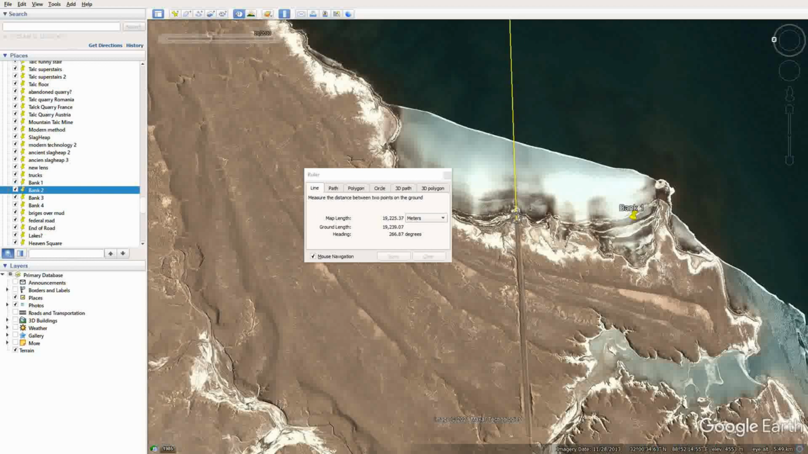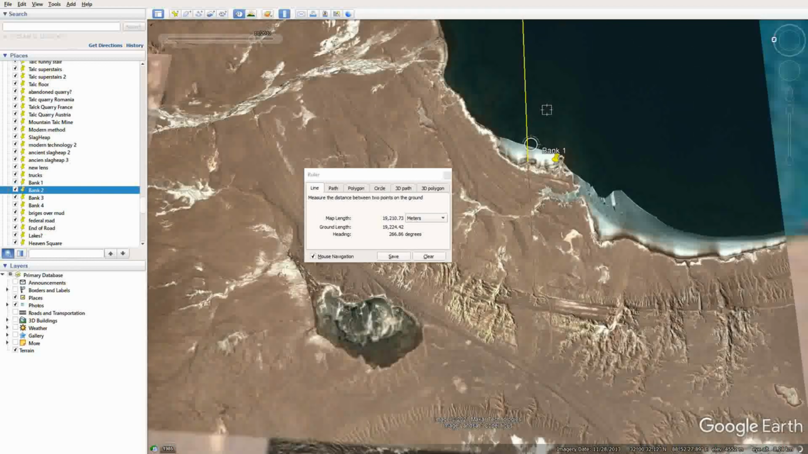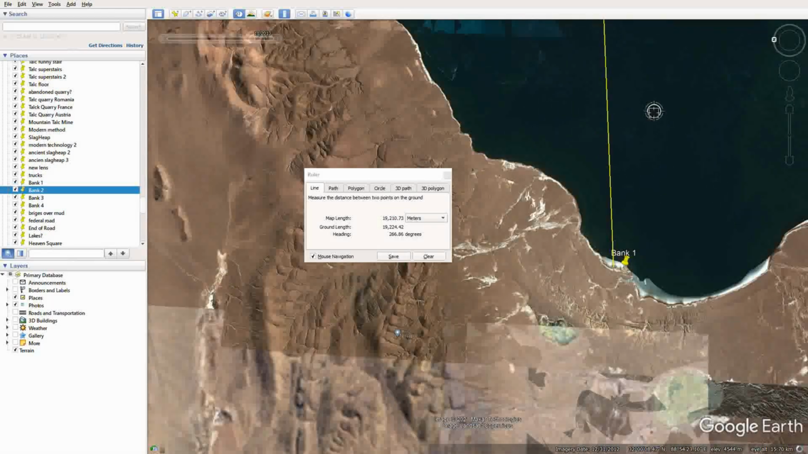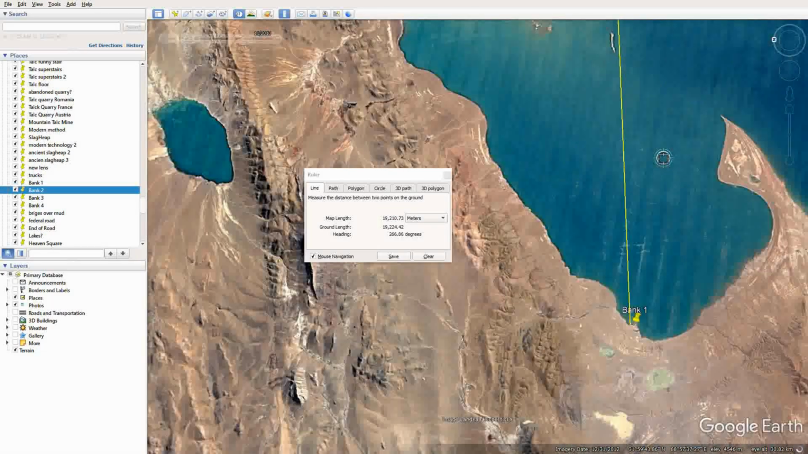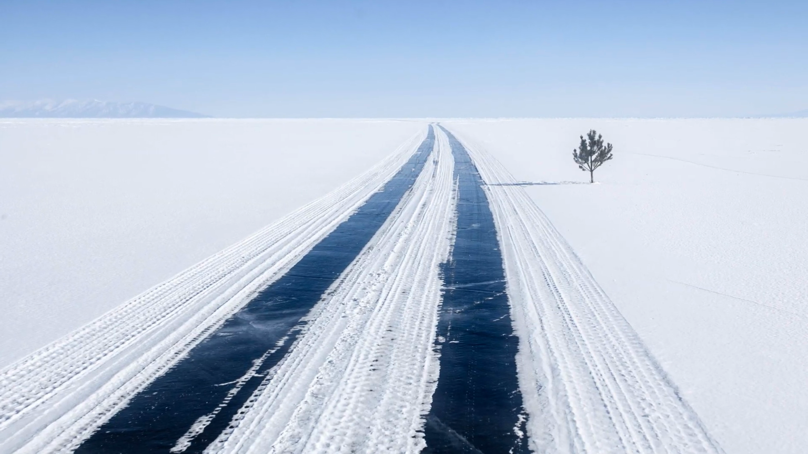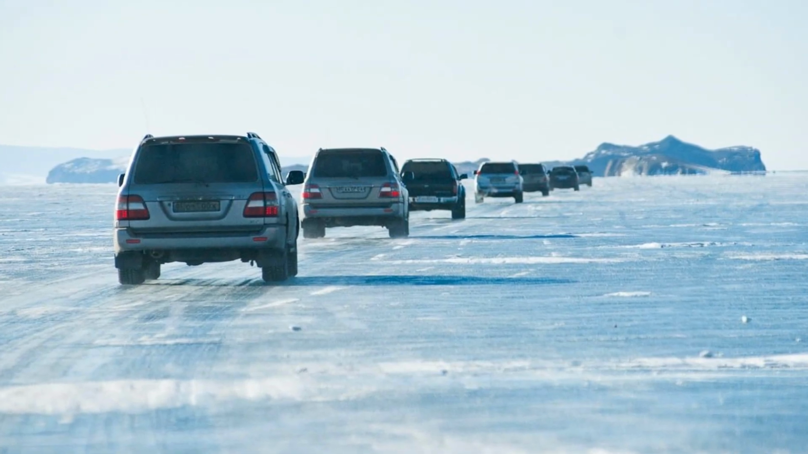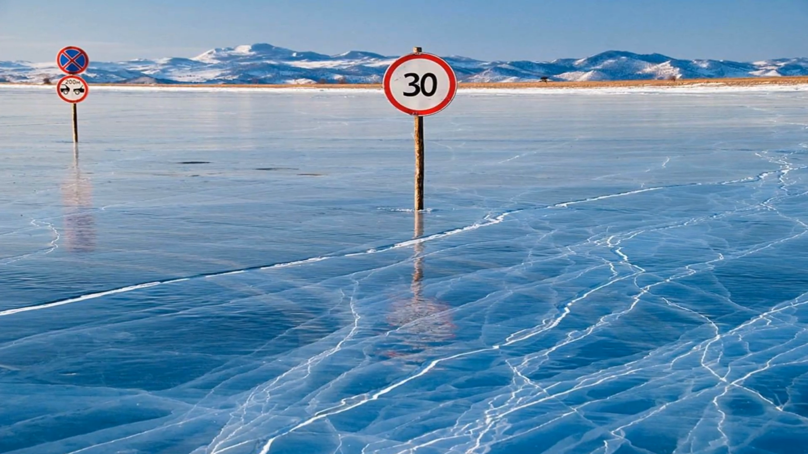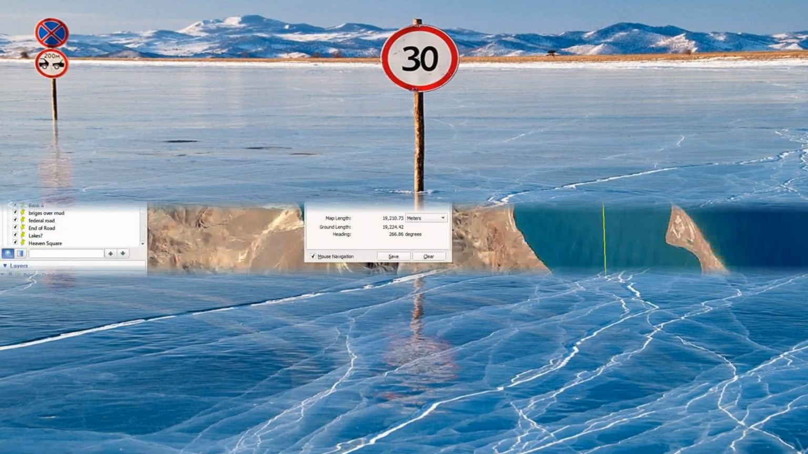Let's check again to see if anyone is driving on the ice here. And don't think I'm crazy. Such seasonal roads exist. What you see now are the roads on Lake Baikal, the largest freshwater lake in the world.